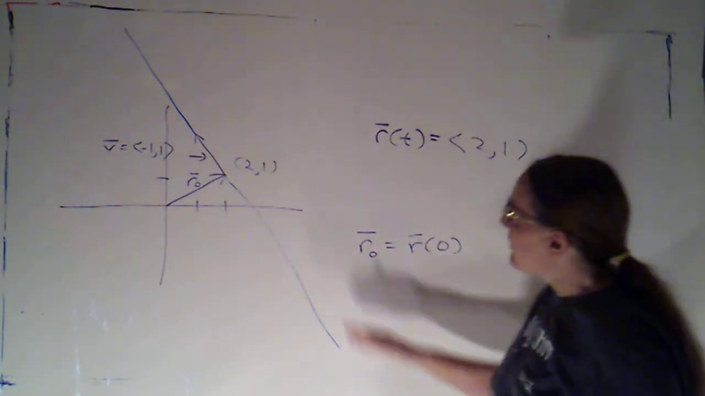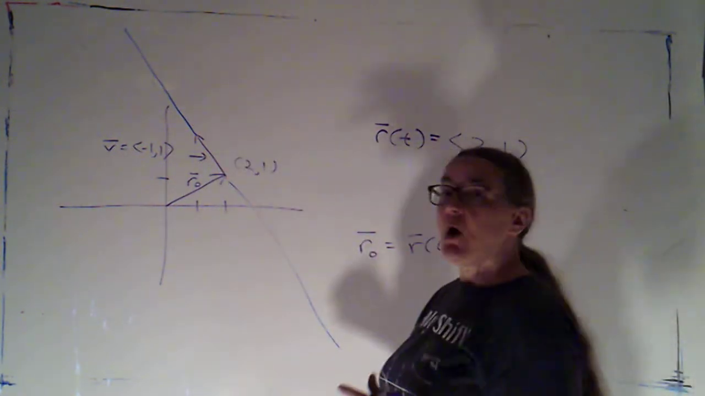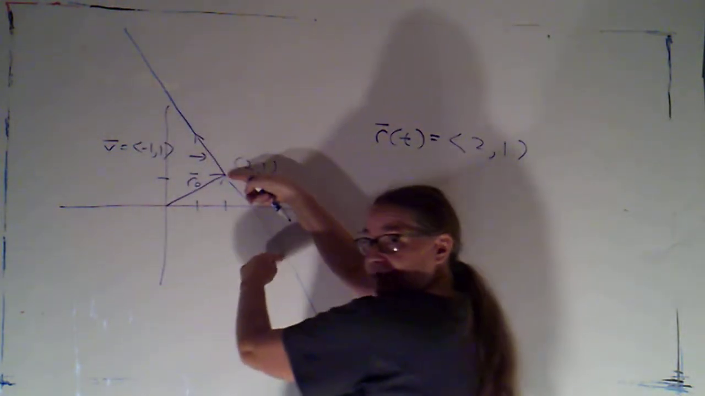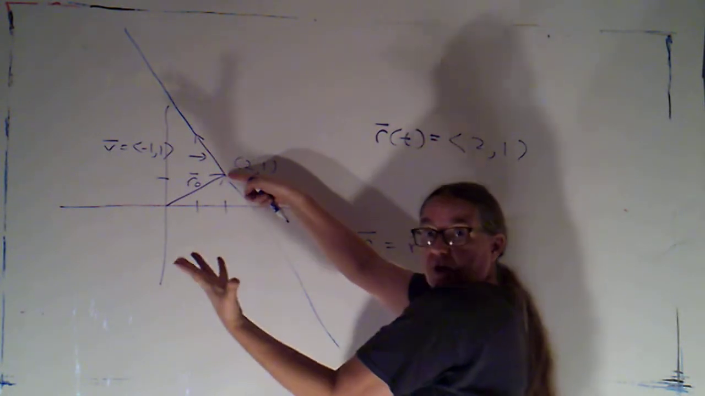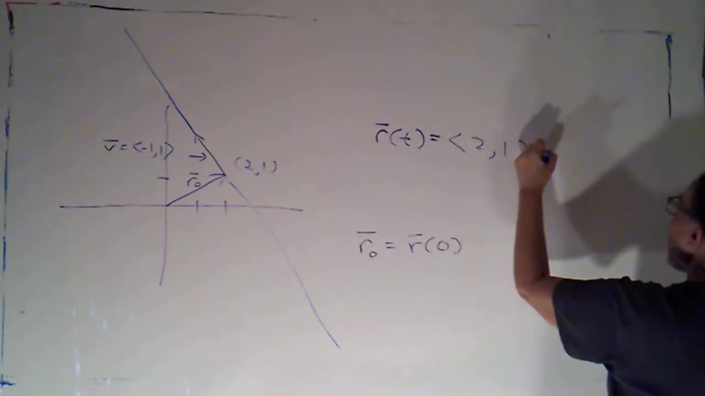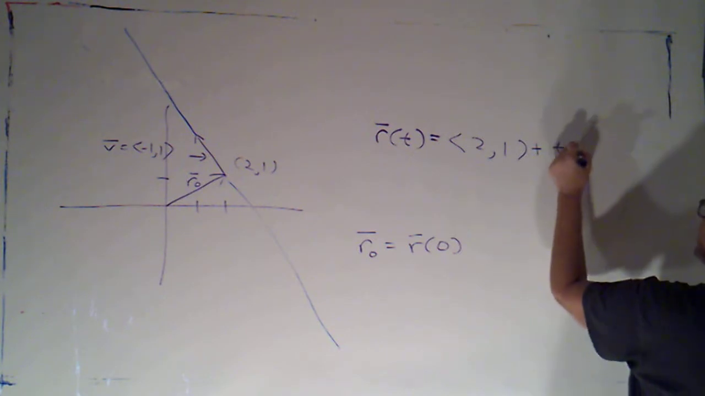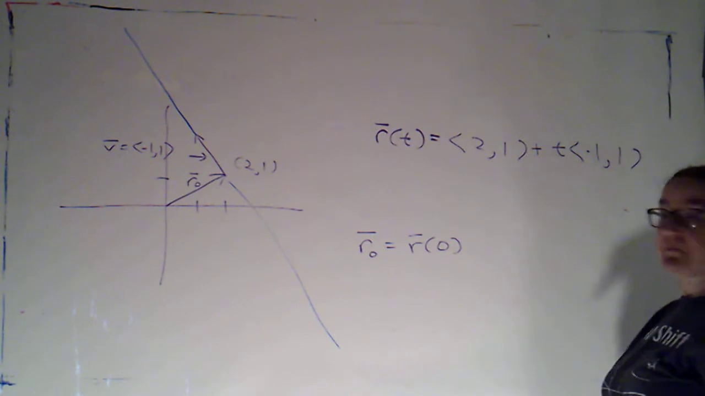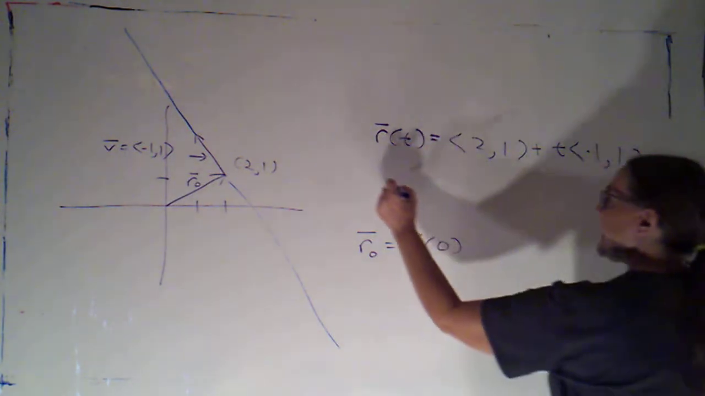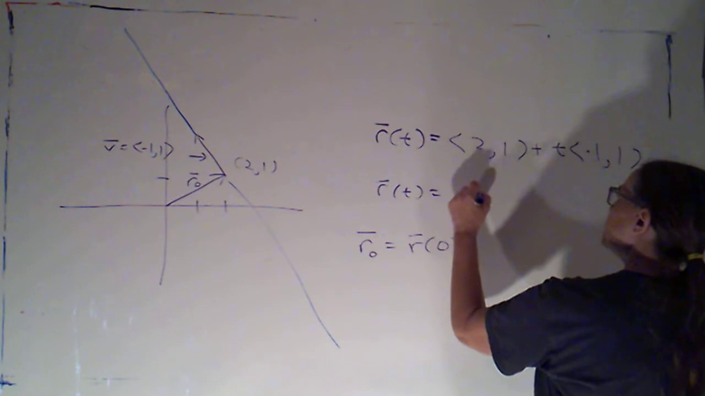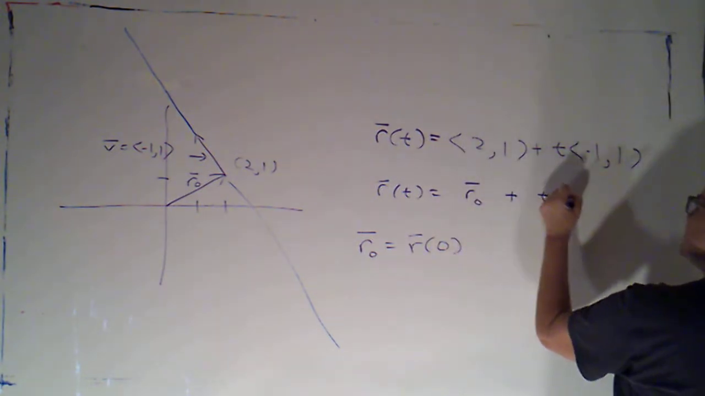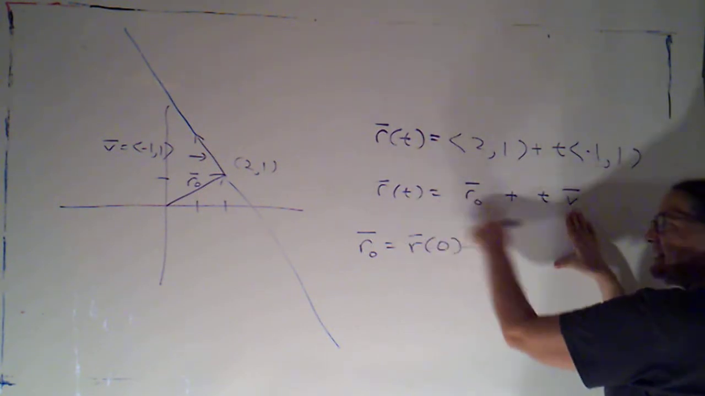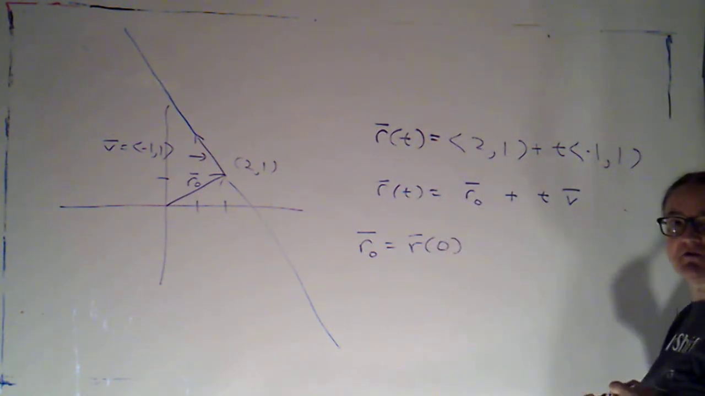Okay. Now, if I want to get to another point on the line, what I'm going to do is I'm going to go in the direction of v, or in the opposite direction of v, a certain distance, to get to another point on the line. So I can add to that a multiple of v, which we said was -1, 1. Okay. So essentially we're saying r of t is just my starting point plus t times my direction vector. That gives me the vector equation for a line.